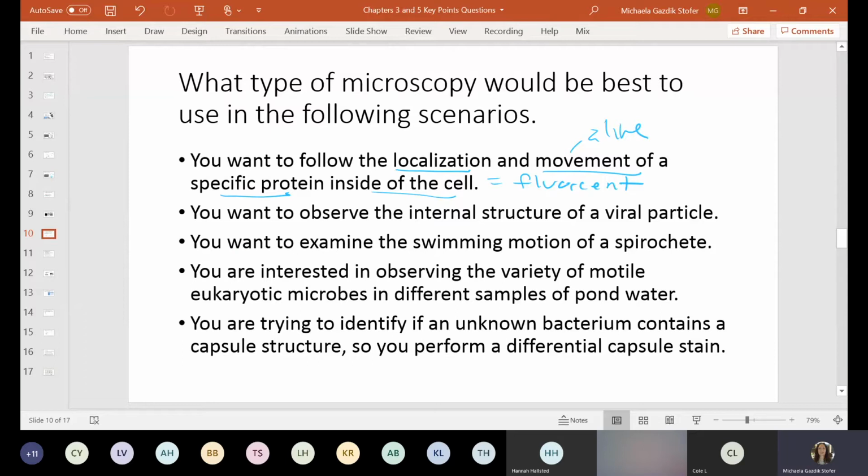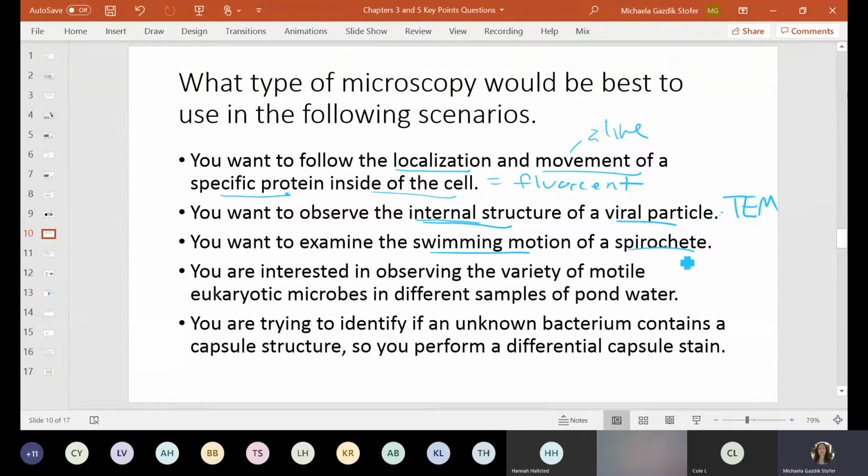If we wanted to observe internal structures of a virus, okay, we want to think about, well, what type of microscope would we use to look at viruses? That's going to have to be an electron microscope because light microscopes don't magnify enough to actually view a virus. And so if it's an electron microscope, then we say, okay, we want to look at the internal structures. That's going to be a TEM. So those transmission electron microscopes will let you look at those internal structures.